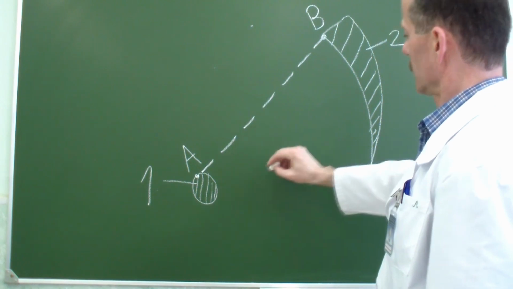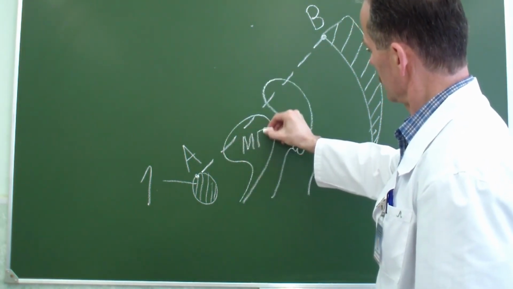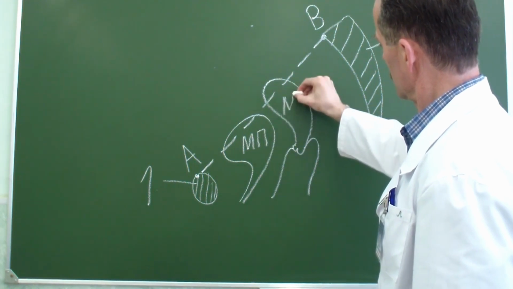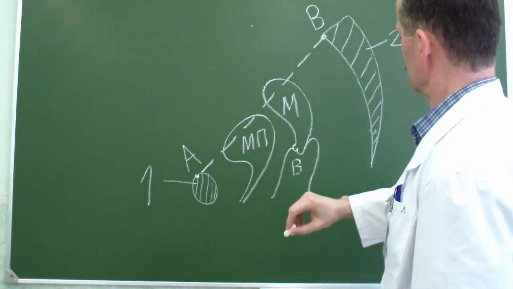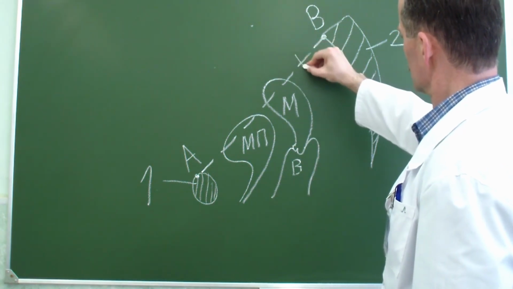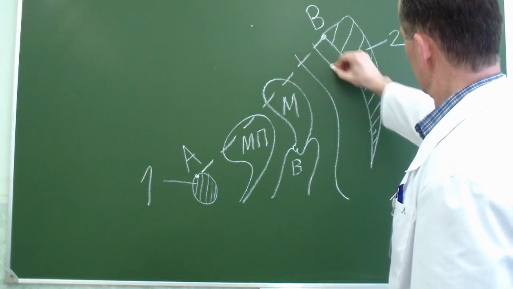The cavity of the female pelvis has from front to back the urinary bladder, the uterus, the vagina, the rectum.